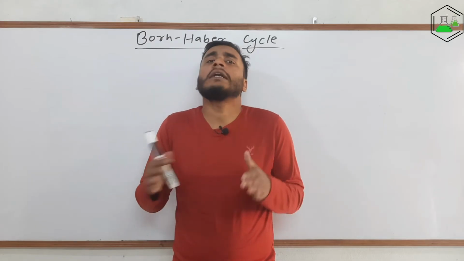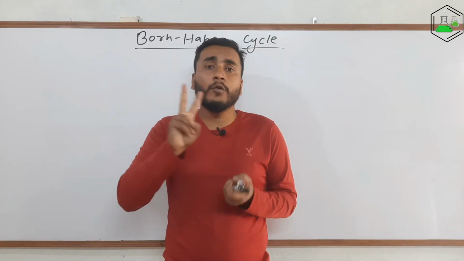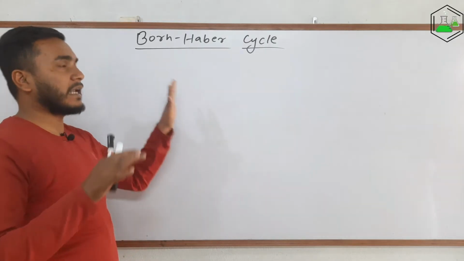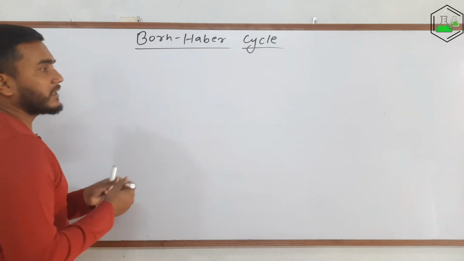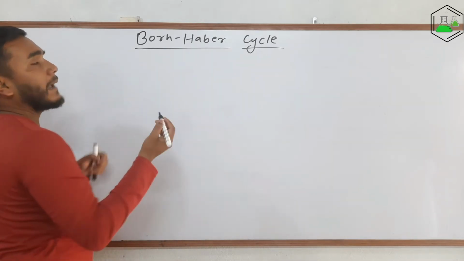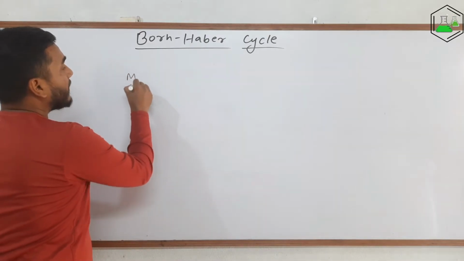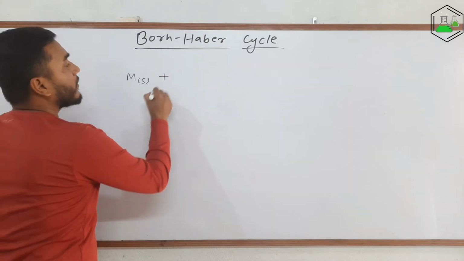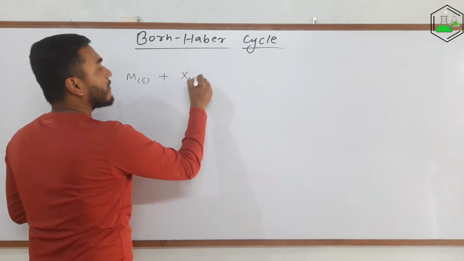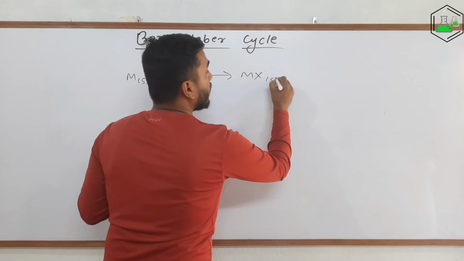You have already understood what lattice energy is. Now to understand the Born-Haber cycle, we must have the concept of few of the energy terms. So let's understand that so that it will be very easy for us to understand the Born-Haber cycle. First of all, let's understand those terms, okay? Suppose we are taking the example of formation of MX as a compound. MX is the ionic compound, okay? So metal in solid state is reacting with halogen or non-metal in gaseous state to form an ionic compound, that is MX. This is in solid state.